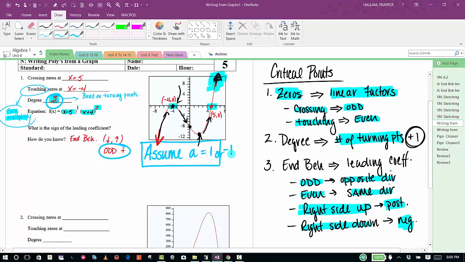We're not going to go and try to find A or plug points in. We're going to keep it simple for now and just get the idea of sketching it back in. So we know that this is positive, so we don't have to change our function. So that will be our polynomial function there.